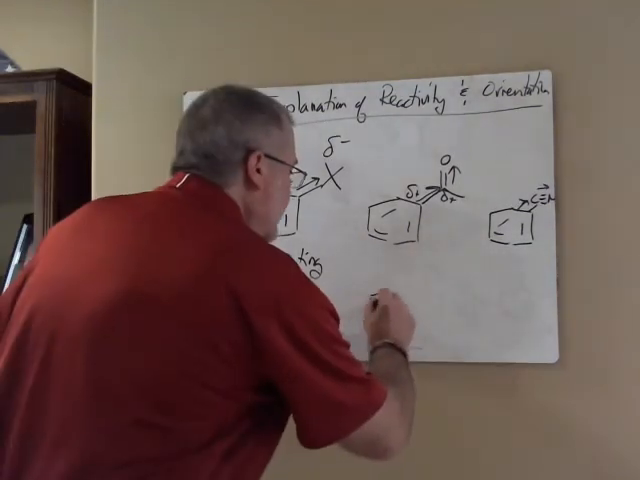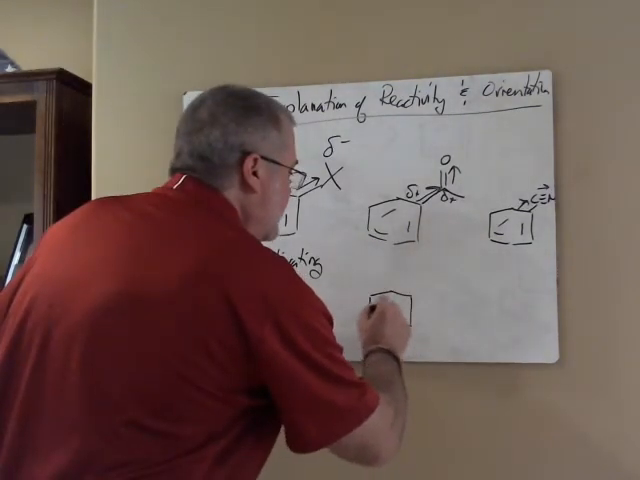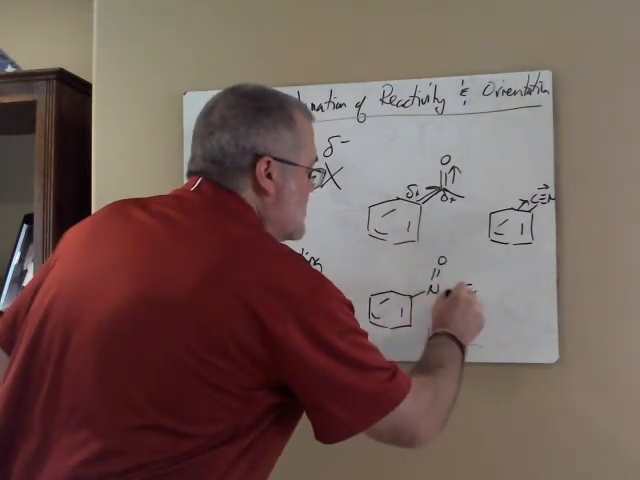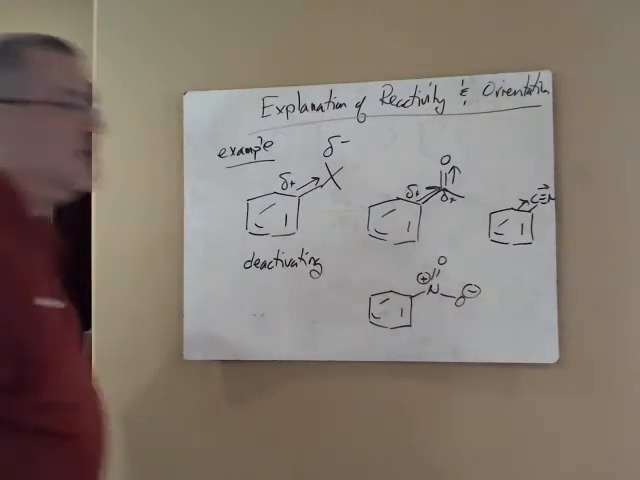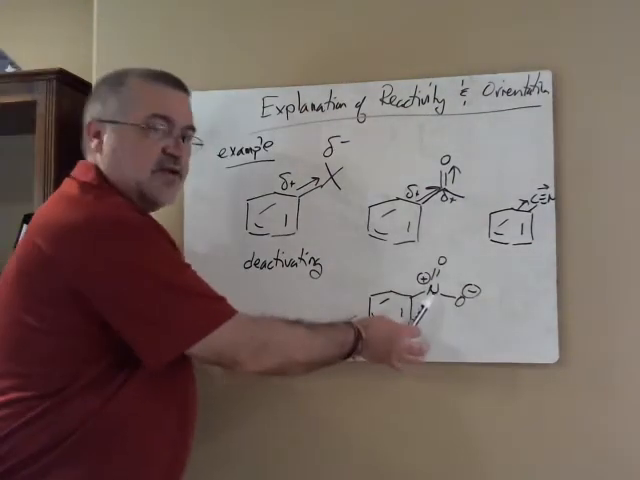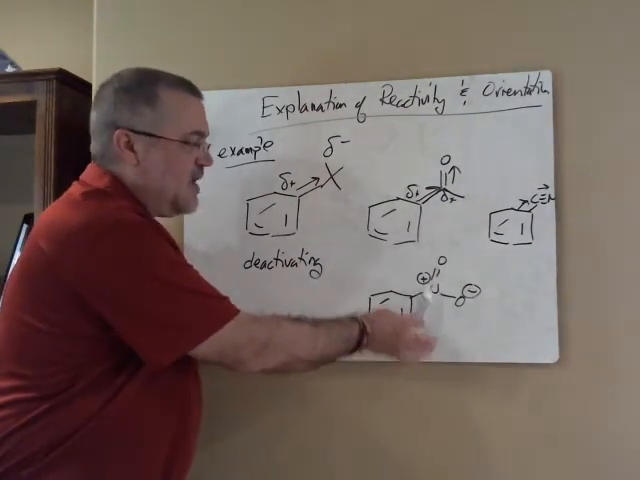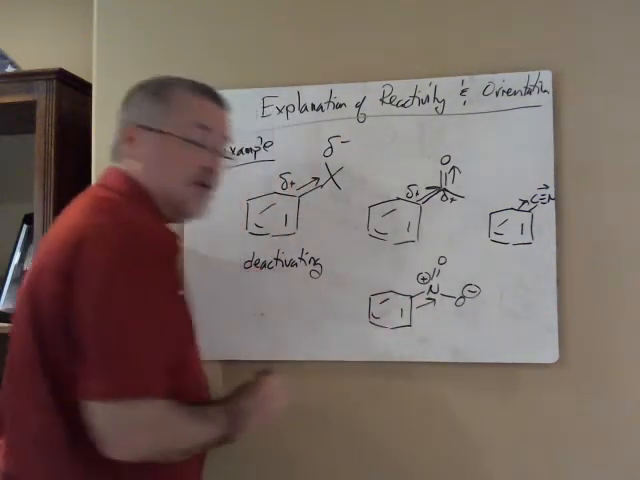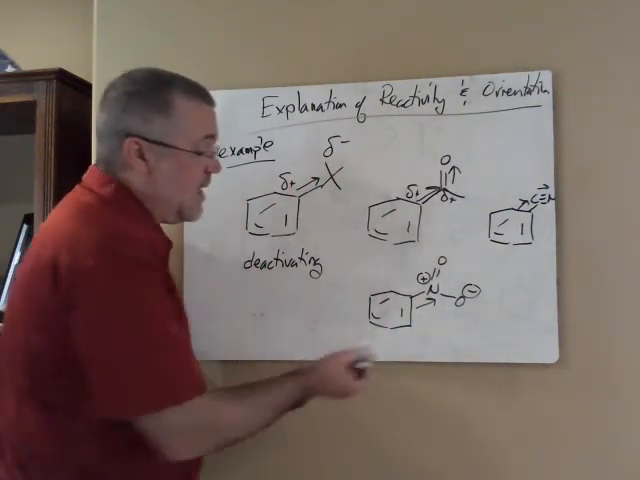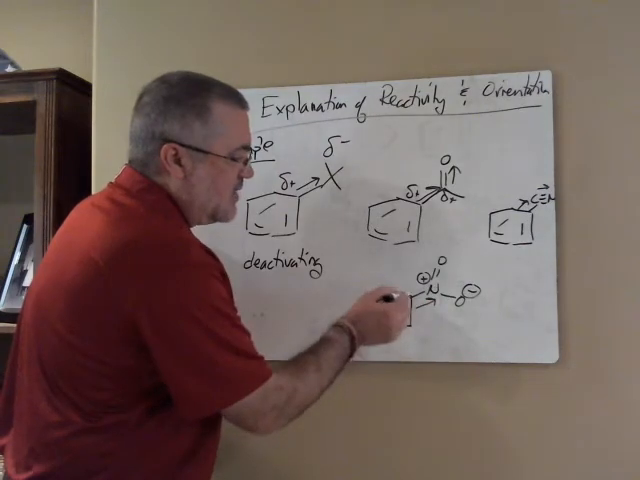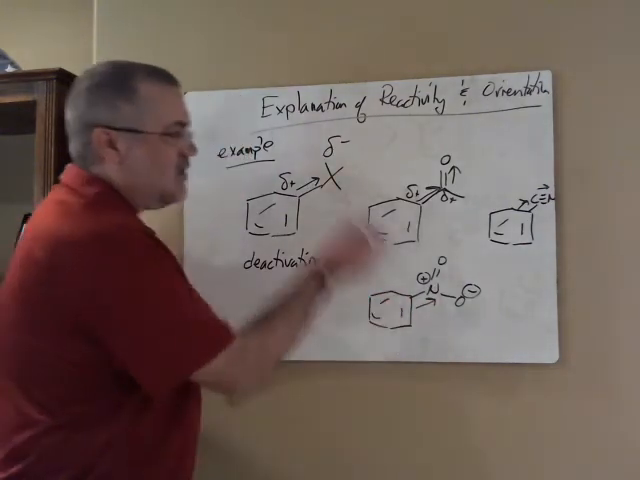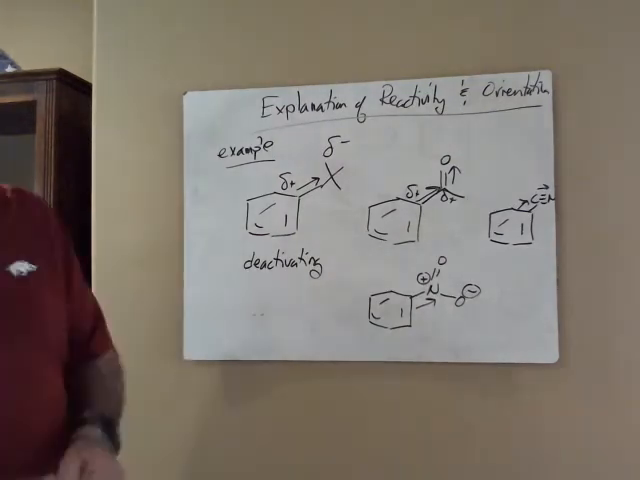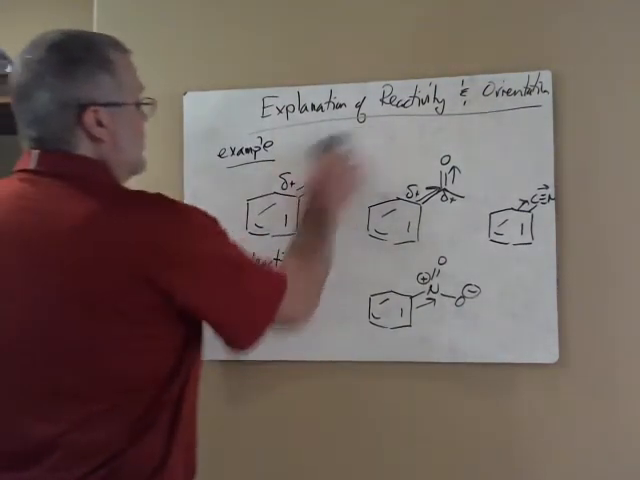One more, because it's important and we see it a lot. If you have a nitro group, okay, this nitrogen was already electronegative, but now I've made it plus charge. Remember, that increases the electronegativity. And so therefore, inductively, the electrons are being pulled away from the ring. So all of these are deactivating. Okay? Not the only ones.